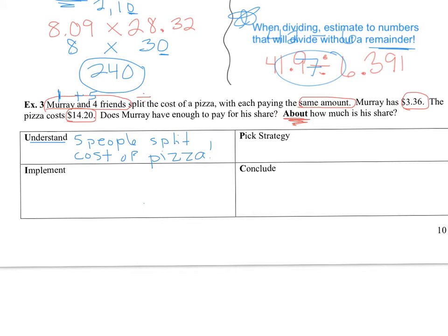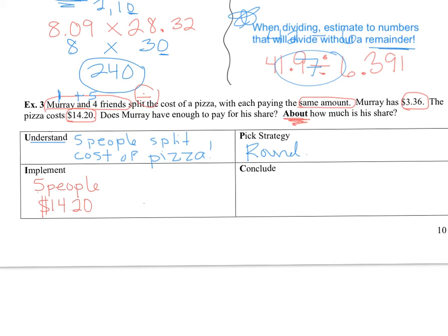All right, so picking a strategy, we are probably going to estimate, right? So we are going to round to make sure we have enough money. So in the implement here is where we're going to show our workspace. So remember, Murray and his 4 friends are splitting the cost of the pizza. So that's a division problem. So we're splitting the cost 5 ways. So we have 5 people sharing the cost of the pizza, which was $14.20.